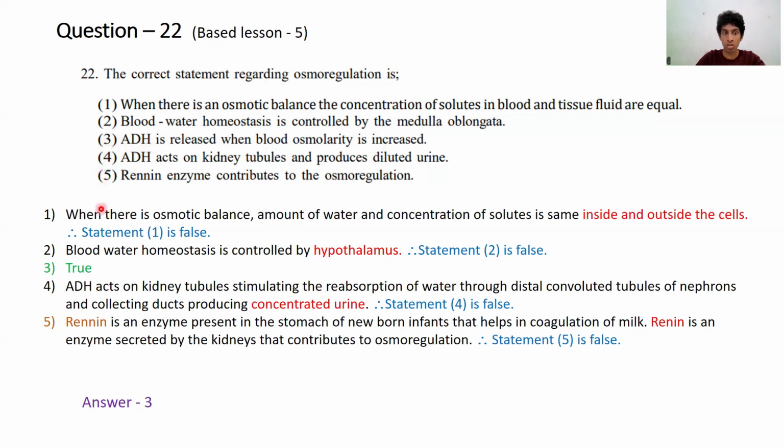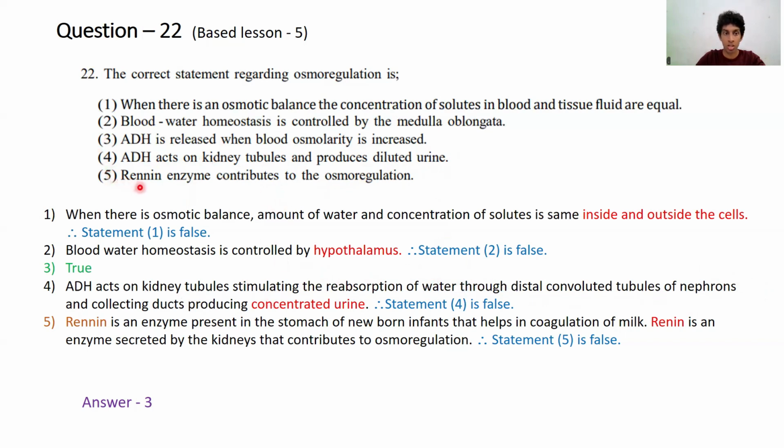Then what happens to this ADH secreted from the posterior pituitary? How does it decrease the blood osmolarity? So this ADH acts on kidney tubules, stimulating the reabsorption of water through distal convoluted tubules of nephrons and collecting ducts, producing concentrated urine. In the fourth statement, they have given that ADH acts on kidney tubules and produces diluted urine. That's wrong because it produces concentrated urine as water is reabsorbed from the kidney tubules. So the fourth statement is wrong.